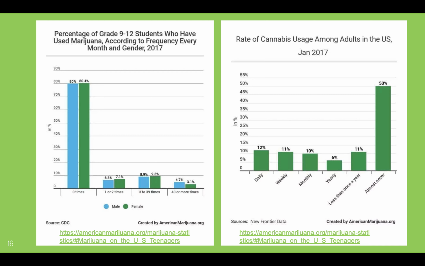And then the right graph shows the rate of cannabis use among adults in the US, and this was in January 2017. And as you can see, 12% use it daily, 11% use it weekly, 10% use it monthly, 6% use it yearly, 11% use it less than once a year, and 50% use it almost never.